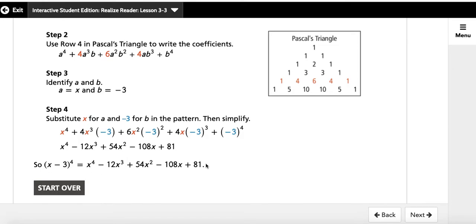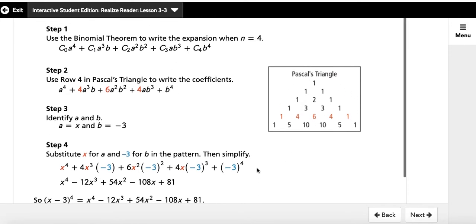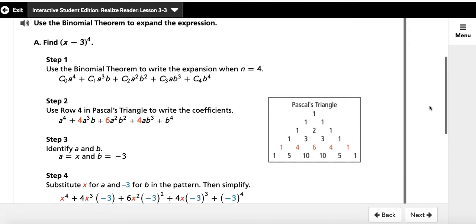That saves you time rather than having to multiply x minus 3 times x minus 3 times x minus 3 times x minus 3. That would take quite a while. But we've learned there's patterns, so we use Pascal's triangle to find the pattern. Moving on for another example.